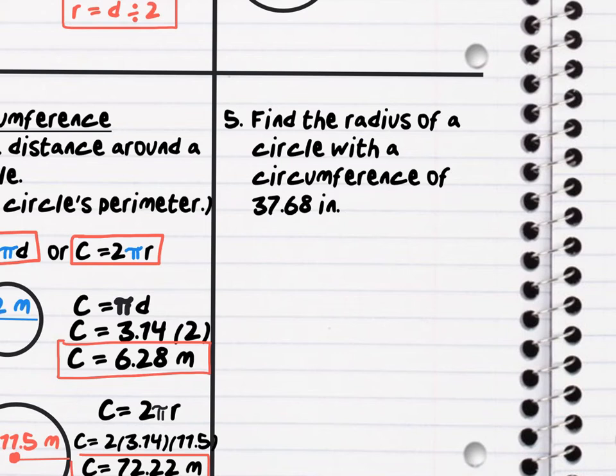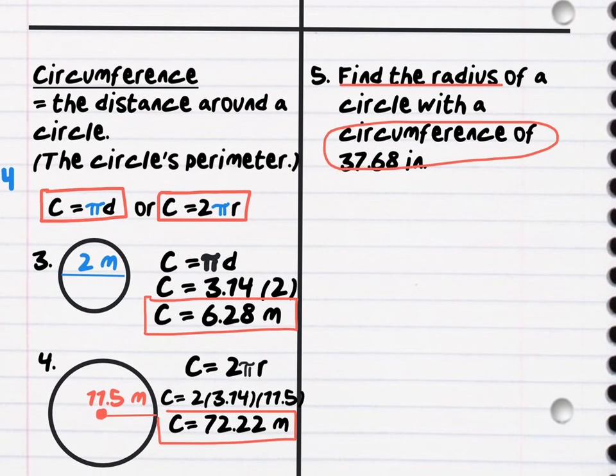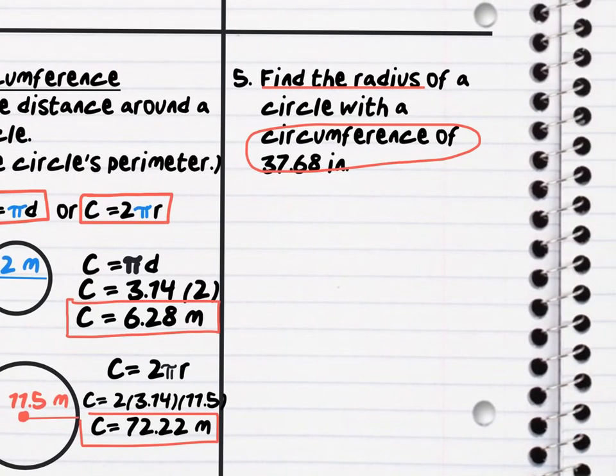So for number 5, it says, find the radius of a circle with a circumference of 37.68 inches. So let's go ahead and underline first what we're looking for. The question is asking us to find the radius. And then we're going to circle what it is that we know. We know that it has a circumference of 37.68 inches. Okay, so we're going to start with our formula. We are going to use a circumference formula, but we're going to use the circumference formula that has the radius in there, because that's what we're looking for. So we're going to write our formula first.